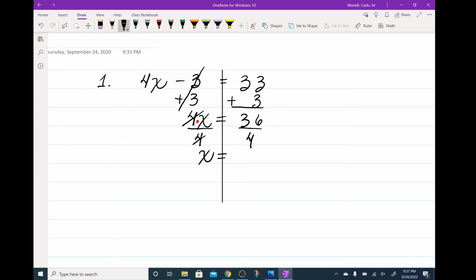X equals 36 divided by 4. Well, 9 times 4 is 36, so 36 divided by 4 must be 9. In this case, the problem resolves to just x equals 9. So we'll put that in a little box and move on to the next problem.